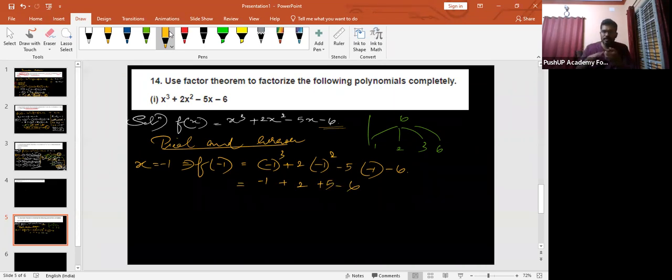Will this give us a 0? I think it will give us a 0. Why? 5 plus 2 is what? 7. Minus 1 minus 6 is what? Minus 7. Isn't it minus 7 plus 7, which is equal to a 0?